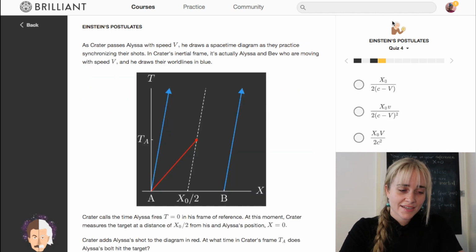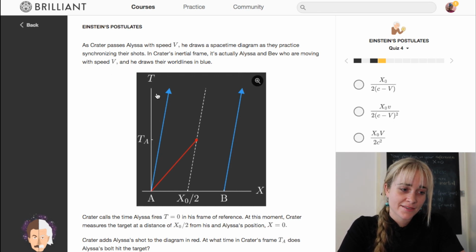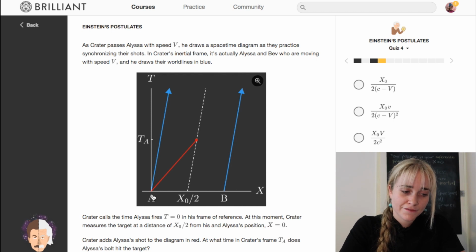We'll keep going. So now Crater is drawing a space-time diagram as he passes the two girls at speed v. In Crater's inertial frame, it's actually the two girls who are moving with speed v, and to him he's staying still. So he's drawn their world lines in blue here. We've got Alyssa and Bev. Crater calls the time that Alyssa fires t equals 0, so that's this point here, in his frame of reference. At this moment, Crater measures the target at a distance of x over 2 from him and Alyssa's position.